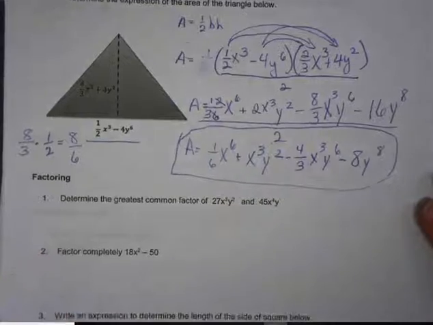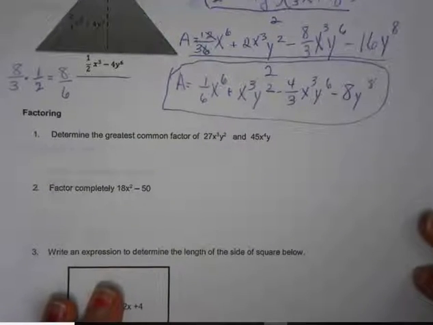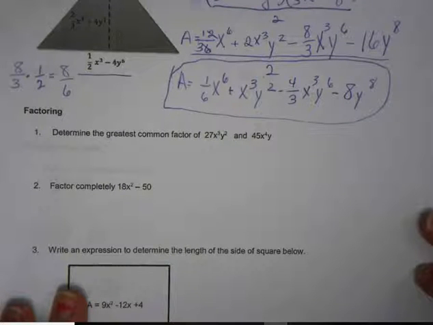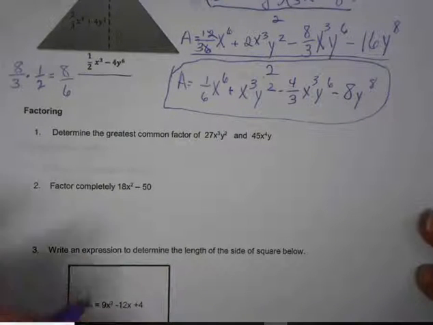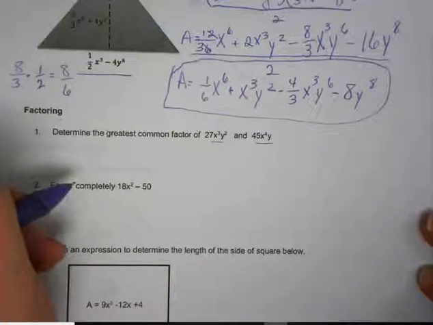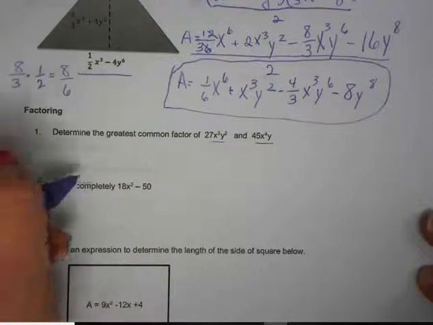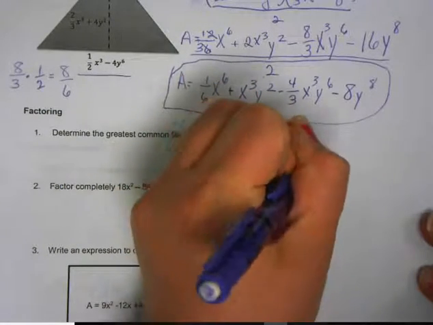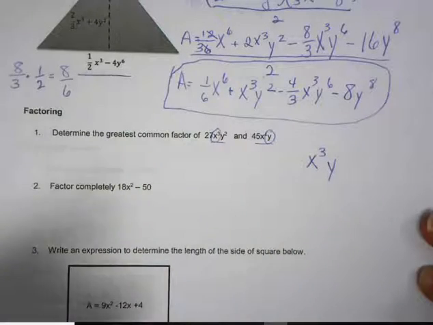All right, so the next one we have is factoring. We want to determine the greatest common factor of 27x cubed y squared and 45x to the 4th y. So the easy thing to do is to go ahead with the variables and exponents. We just take the variable with the lowest of the exponents. So in this case, we're going to have our x cubed and our y. Those are going to be part of our answer, x cubed y.